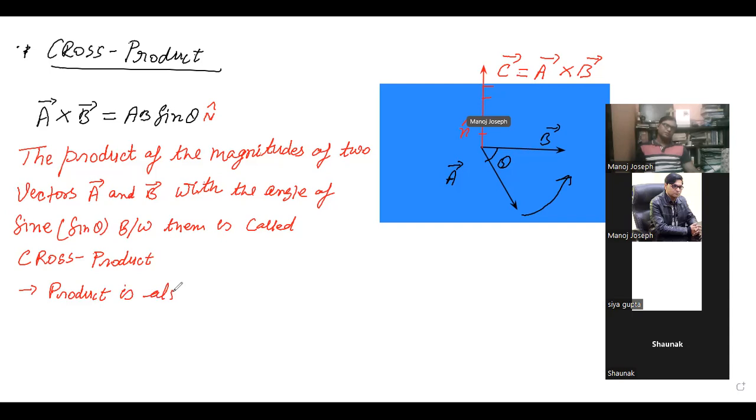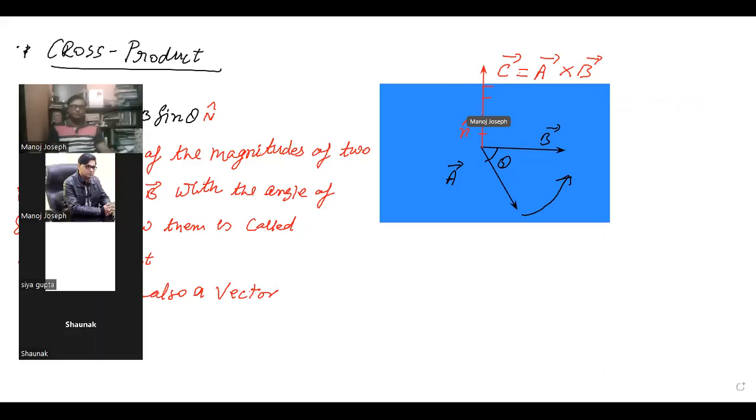The product is also a vector. So the third is a vector. The product is C, and C is also a vector. So it has three cases. Now let us take one more example in opposite order. We are having one more plane this time.